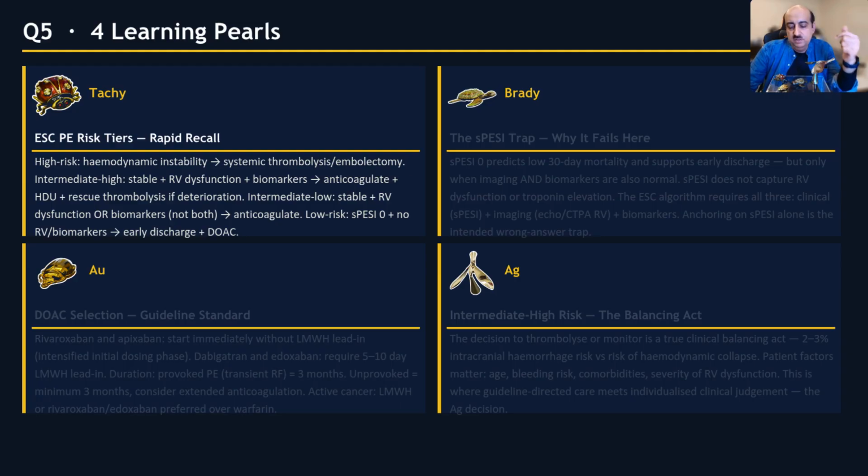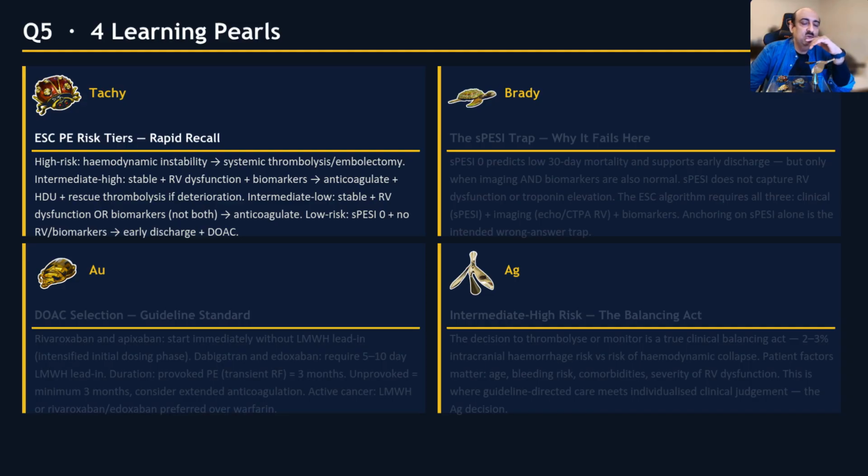First of all, think of the European Society of Cardiology PE risk tiers, rapid recall. High risk: anyone with hemodynamic instability, shock, almost impending cardiac arrest or peri-arrest situation, resistant hypotension, that's the high risk category. Urgent either thrombolysis or, if contraindicated, thrombectomy or embolectomy. So that's the key management option. Intermediate high risk like our patient: if they are hemodynamically stable but have evidence of RV dysfunction plus biomarkers, then anticoagulation plus HDU monitoring until they are more stable, and rescue thrombolysis if clinical deterioration.